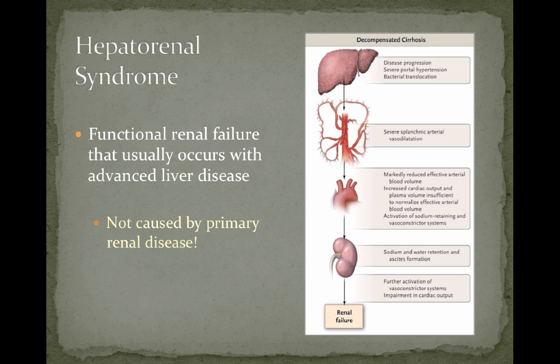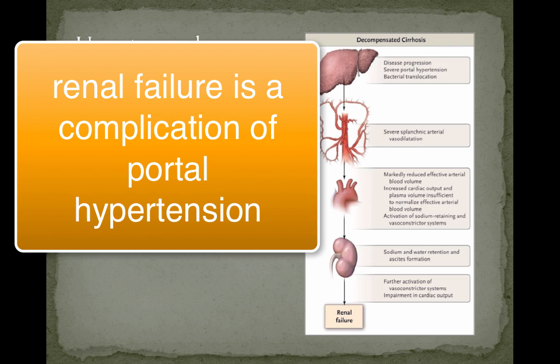Hepatorenal syndrome is actually functional renal failure that occurs because there's an advanced liver disease. So in a hepatorenal syndrome, you actually have renal failure, but it is not primary renal failure. It's not caused by the kidneys failing themselves. It's caused by the liver failure, okay? And this can usually be seen as a complication of portal hypertension.